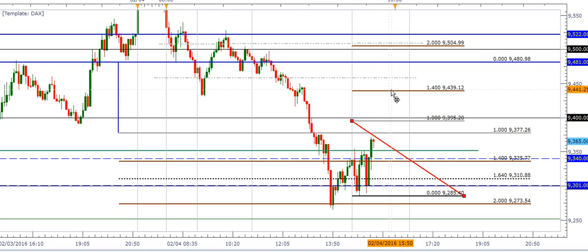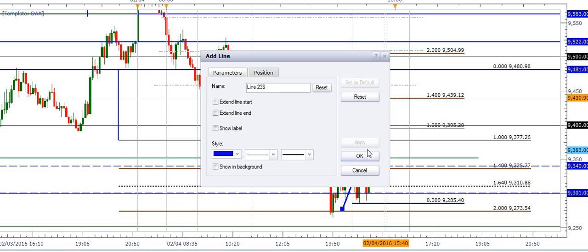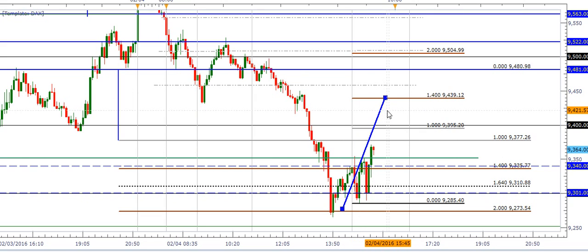This is the average range within these 2 hours of US cash session, from US cash open until the European cash close. Let's see if we manage to go up to 140%. I would like to see price holding around this area, 450s. I will close my long position up here. So let's see if this happens.